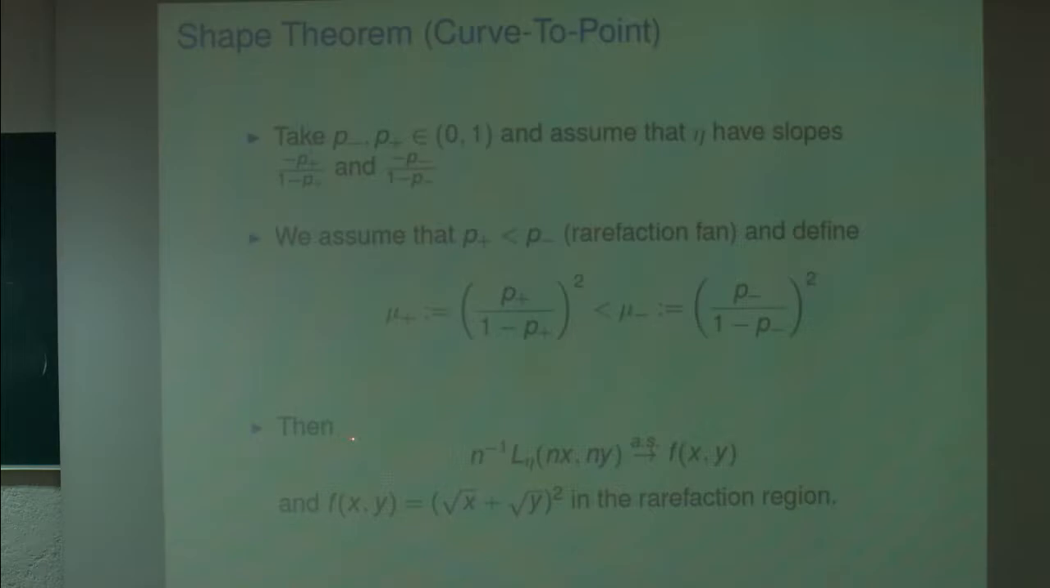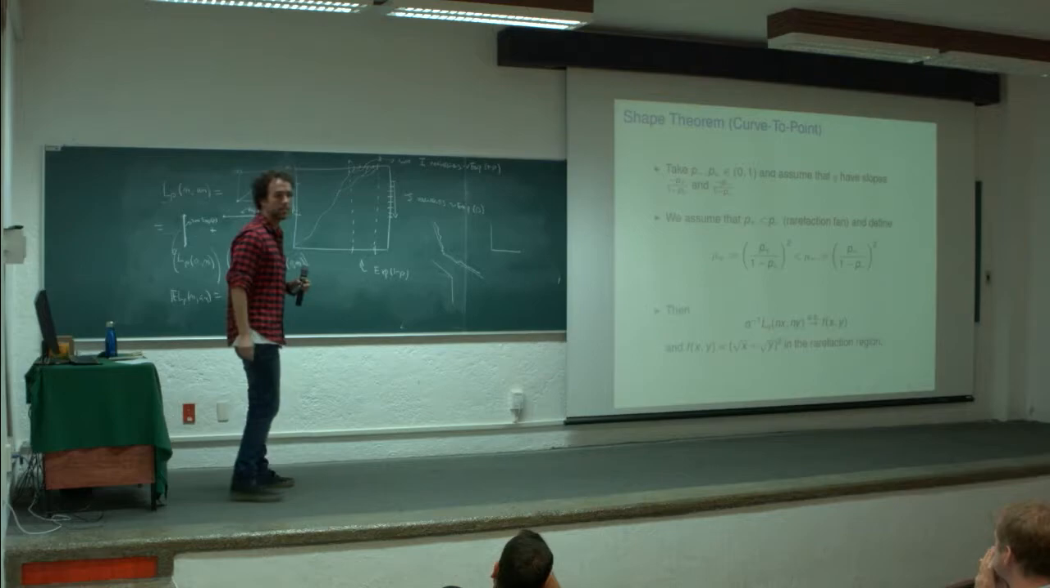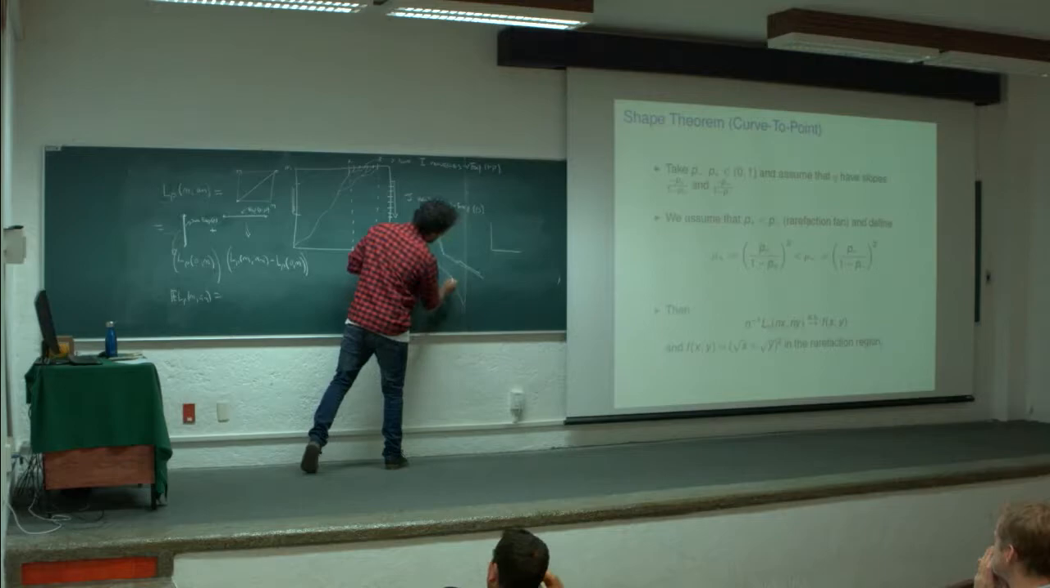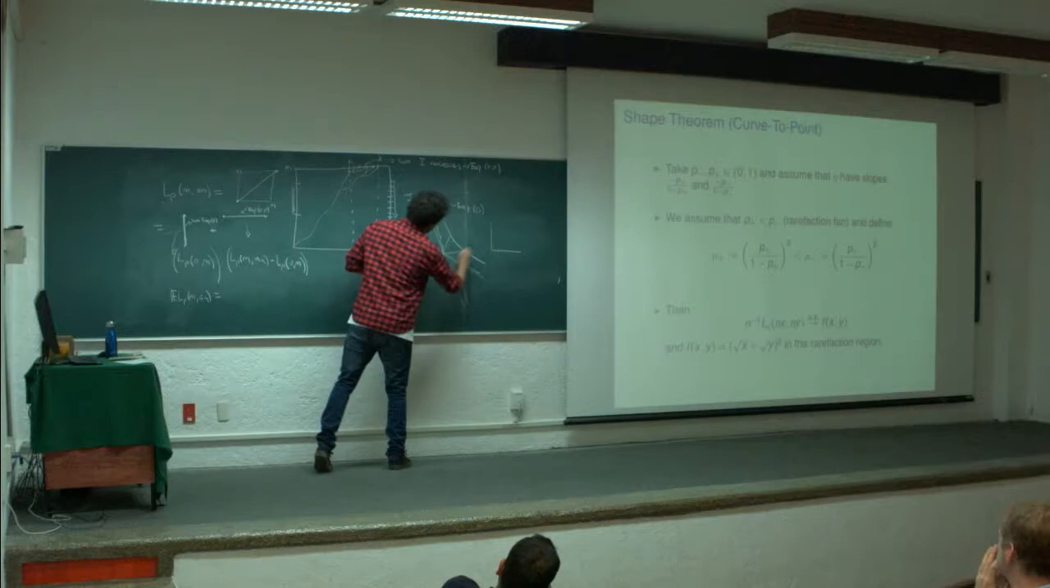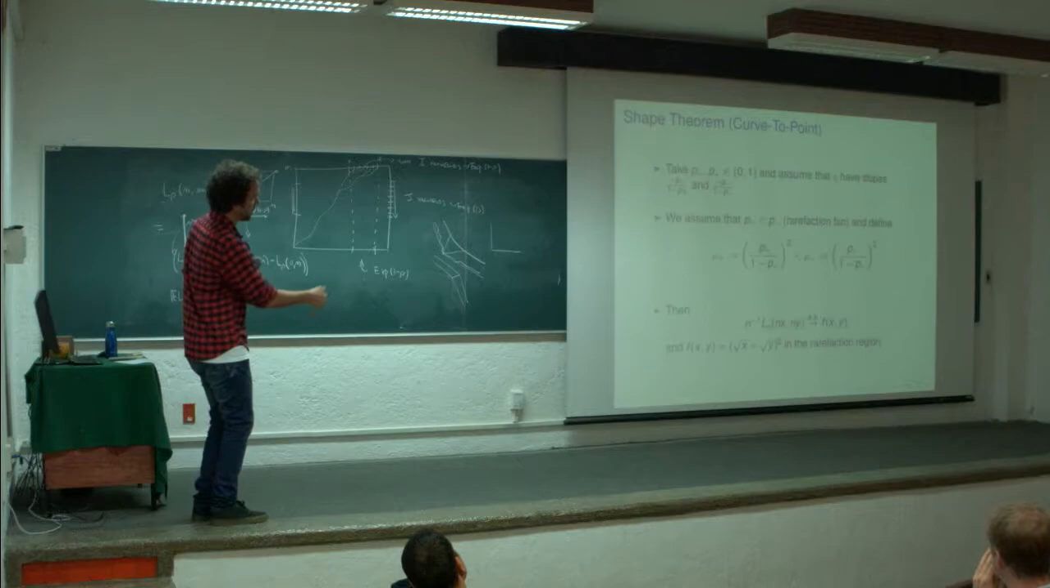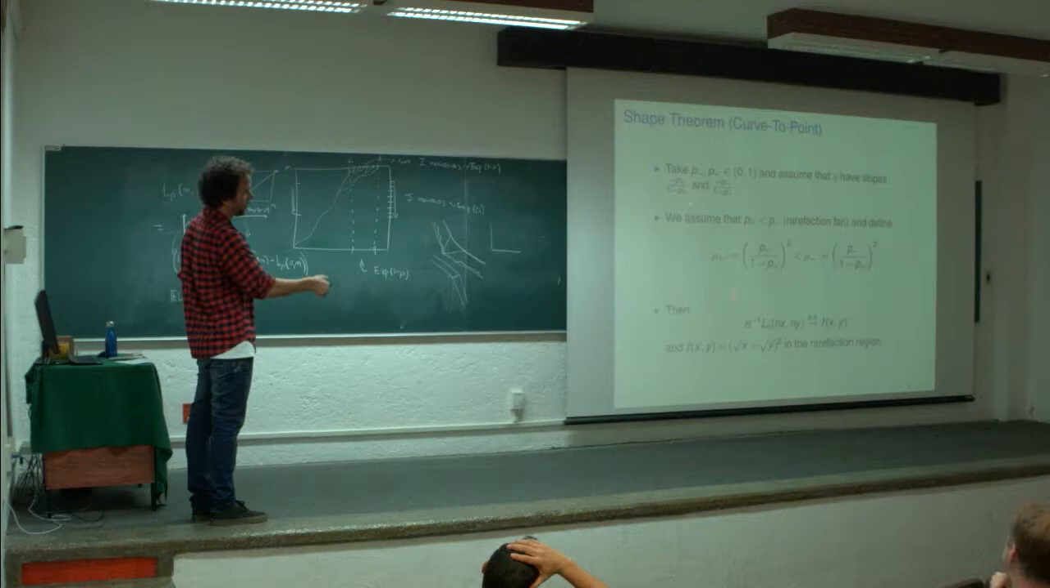Of course, here I'm assuming that we are in what we call the rarefaction fan regime. That is, you have this kind of initial boundary. You could have something like this, like this, and the limit shape will have a shock, and the limit shape will be like this. But in my picture, I only put this case here, which for us in this course will be the most interesting one. Okay.